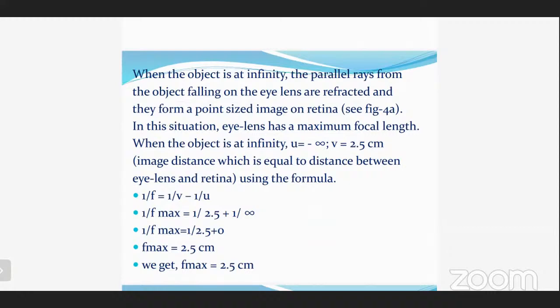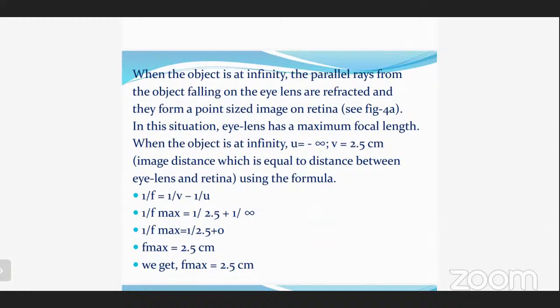When we measure any distance from the pole, it will be positive. In the previous chapter, another condition is there: when we measure the object distance, we measure the value from the object to the pole. That is in the reverse direction, so it will be negative. So here u is equal to minus infinity, and v is equal to 2.5 centimeters.